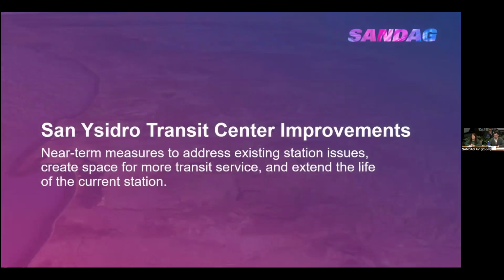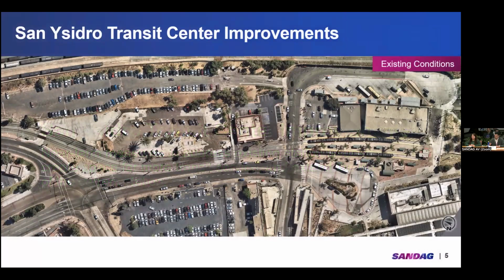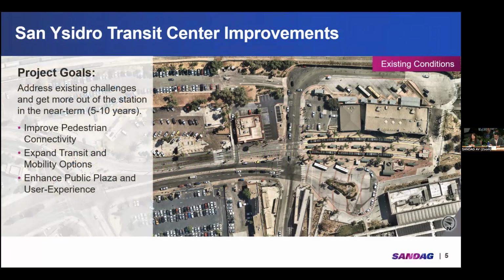And so while SANDAG has a responsibility to plan for the long-term future, we have an existing system that needs some improvements. So over the last couple of years, SANDAG, MTS, the City of San Diego, and Caltrans worked together to plan for more near-term improvements to the existing San Ysidro Transit Center. And through lots of brainstorming, lots of stakeholder meetings, gathering community input, and talking to station users, we developed some scenarios for how to get more life, more function out of this really important station.